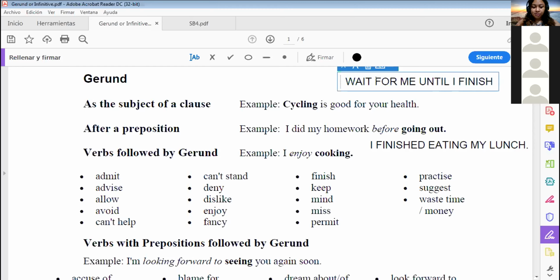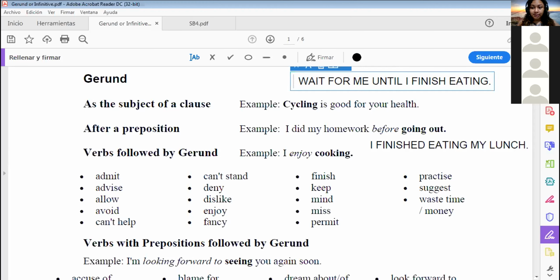Finish. Finishing. Finish. To this verb, we don't apply the rule. We need to use another, right? So until I finish, what action do you want to say? The same one, right? So this one, let me pull this out over here.